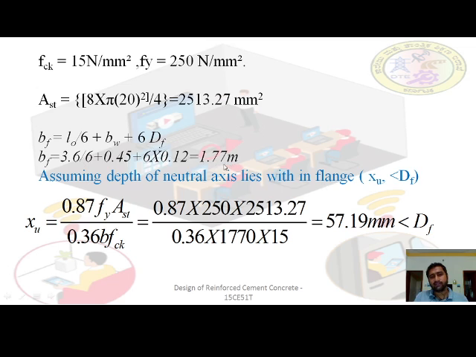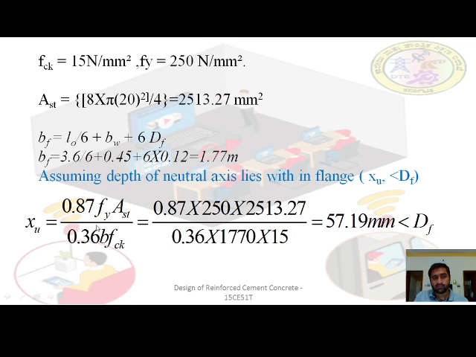So we will get the effective width 1.77. So next we have to calculate the depth of the neutral axis. First case assumption is the neutral axis lies within the flange. So for that, to calculate XU, we have the formula. This formula is in page number 96. So we have taken the formula from the IS code.